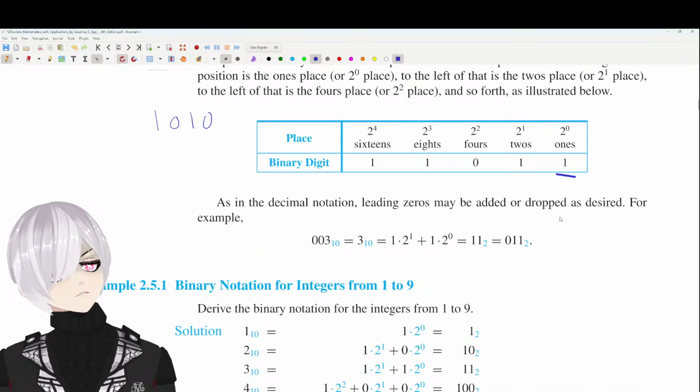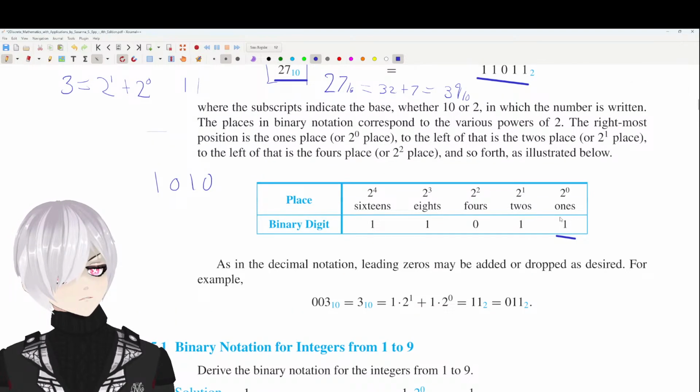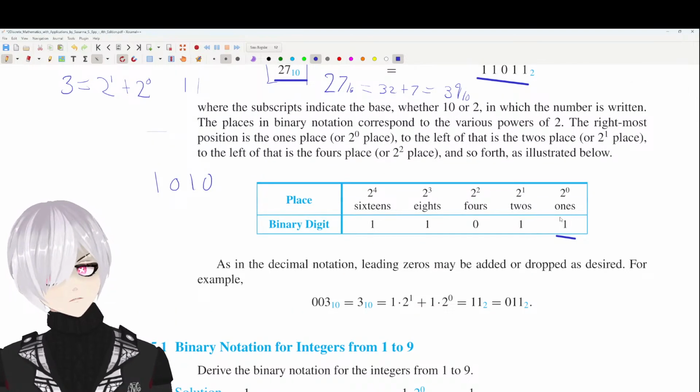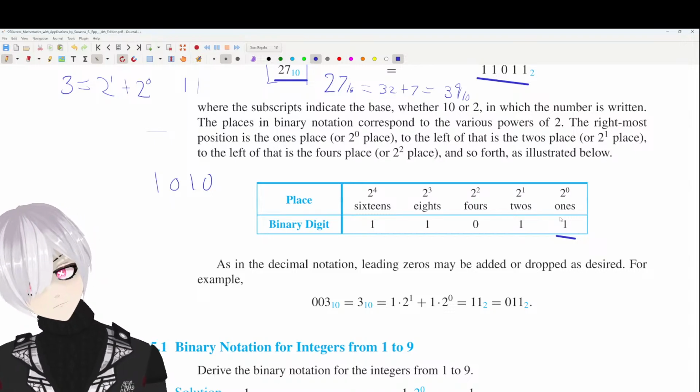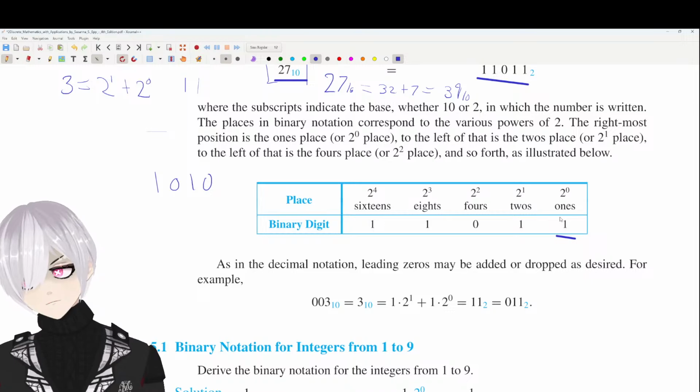Yeah. And then it goes through the numbers from 1 to 9 and puts them in binary notation. Derive the binary notation for the integers from 1 to 9.